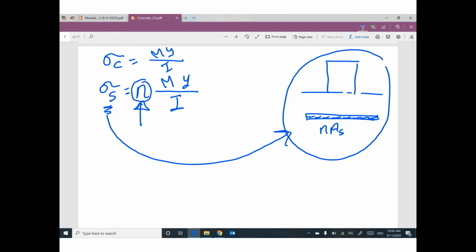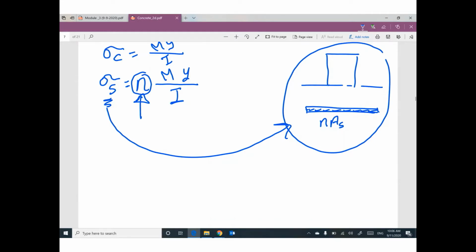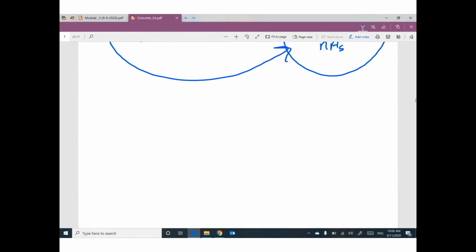One more point. Inertia for a rectangular cross section is bh cubed over 12. One of you did it like this, bh squared divided by 12. That's wrong.